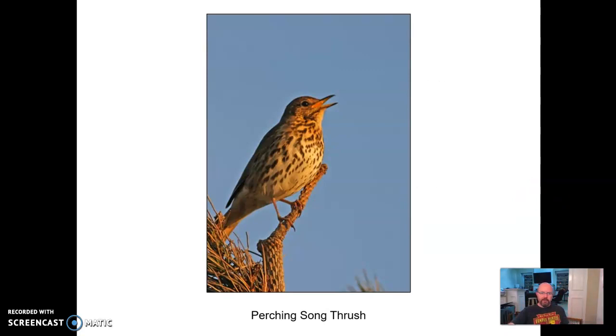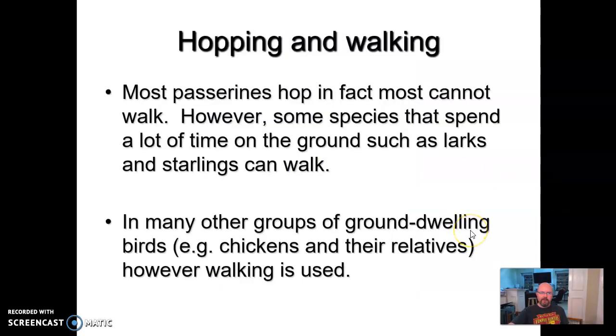Here is a perching song thrush, and you can see 3 toes facing forwards. Hard to see, but there's a toe in the back holding them on that branch. Hopping and walking. Many passerines hop. They can't walk because their toes are evolved to hold onto a branch. They have difficulty walking around. So you'll see a lot of the perching birds, passerines, hopping around. If you see them early in the morning going out to hunt insects in your yard or something like that, you'll see them hopping around in the grass.